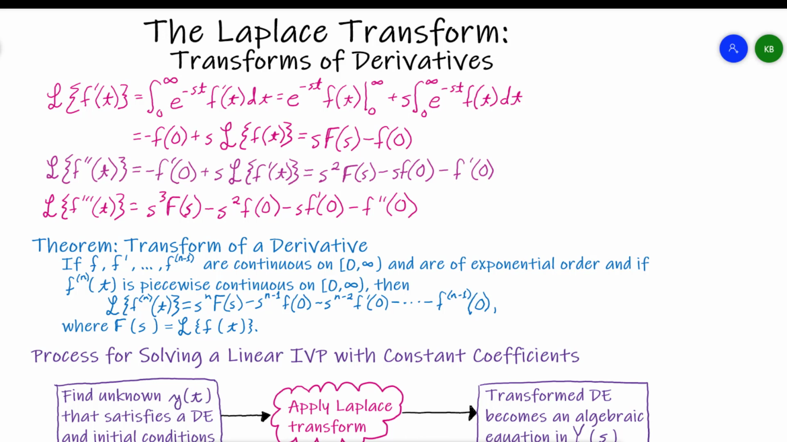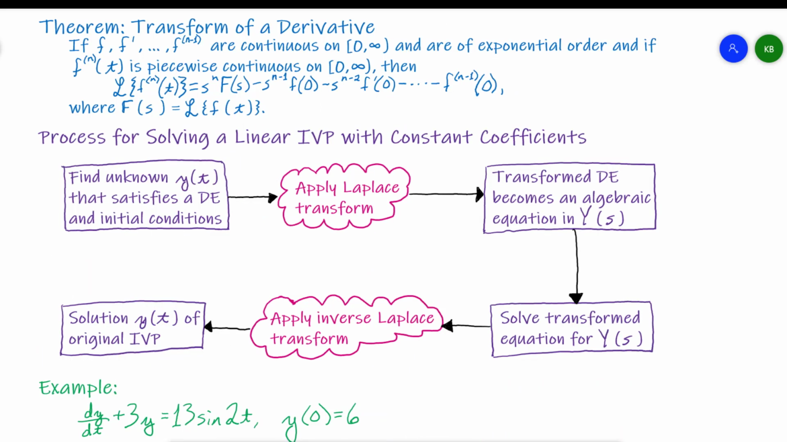minus s to the n minus 1 times f of 0, minus s to the n minus 2 times the first derivative of f evaluated at 0, subtracting from there on until we get to the point where we're taking the n minus first derivative of f and evaluating it at 0 and subtracting that, where our capital F of s is just simply our Laplace transform of our lowercase f of t function. So this is awesome. Now we know what the transform of a derivative is for any derivative that we want.